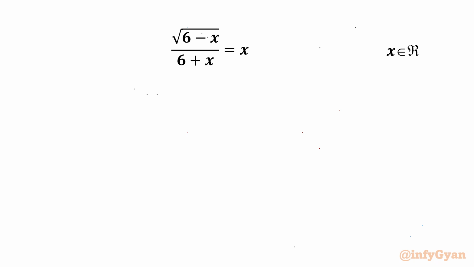Today in this video we have one very interesting question from radical equations which we are going to solve for the real values of x. So let's get started by writing our denominator cannot be 0. So x cannot be equal to -6. Now I can cross multiply. I can write square root 6 minus x will be equal to x times 6 plus x.